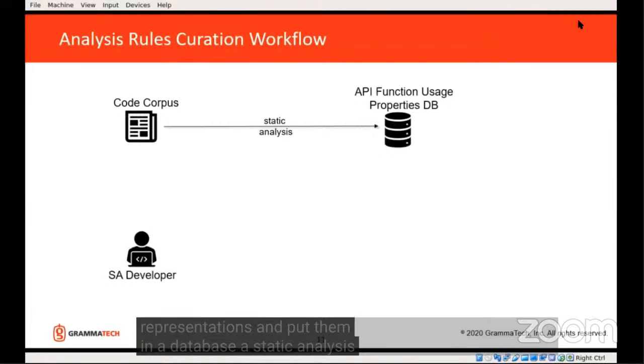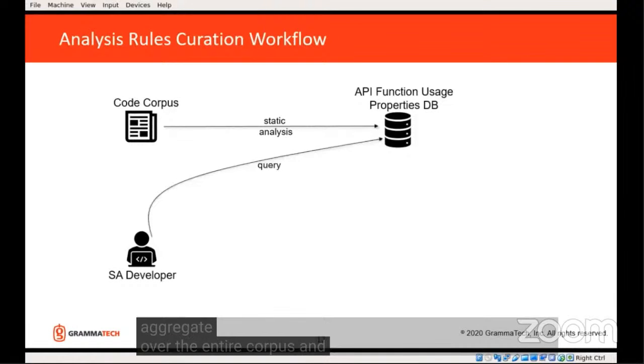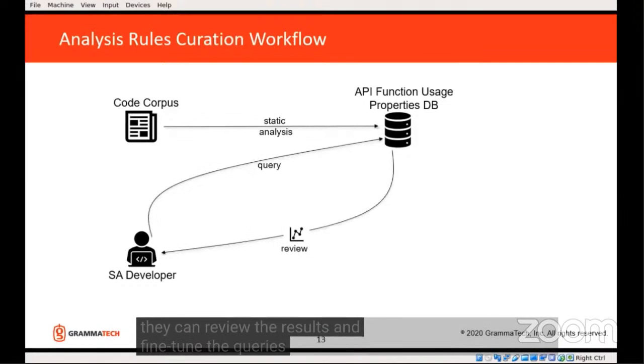A static analysis developer can then interactively issue queries to this database and understand the API usage behavior in terms of the extracted semantic properties as an aggregate for the entire corpus. And they can review the results, fine-tune the queries, and repeat this process.